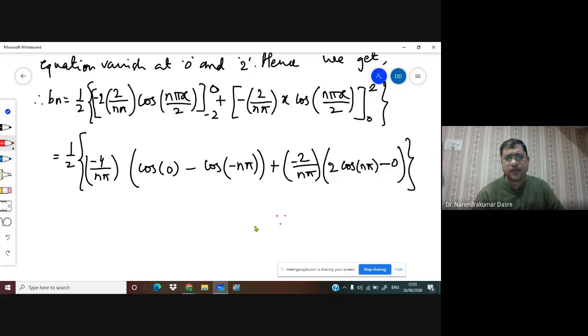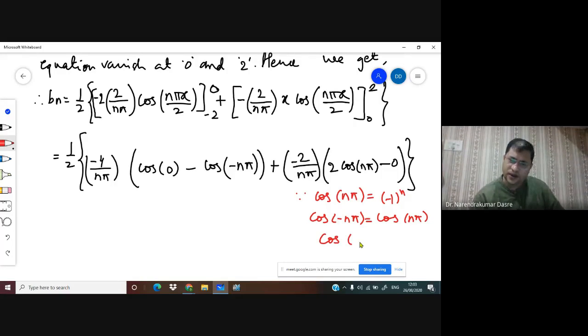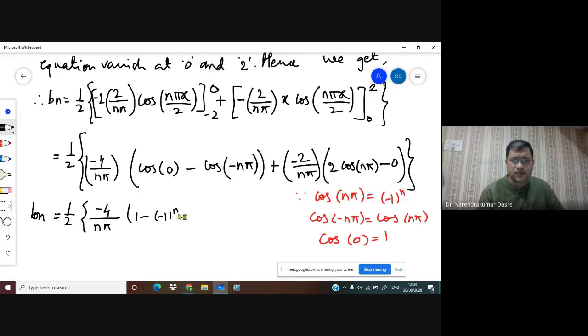Now, what we know is that cos of n pi is equal to minus 1 raised to n, and cos of minus n pi is the same as cos of n pi, because cos of minus theta is the same as cos theta. And then cos of 0 is equal to 1. So using all these values, we are able to get Bn is equal to 1 half, and you can have this minus 4 upon n pi, times 1 minus minus 1 raised to n, and plus this will be again minus 4, so minus 2 and 2, so it will be minus 4 upon n pi, and this term is minus 1 raised to n. Okay. So that's what we have.